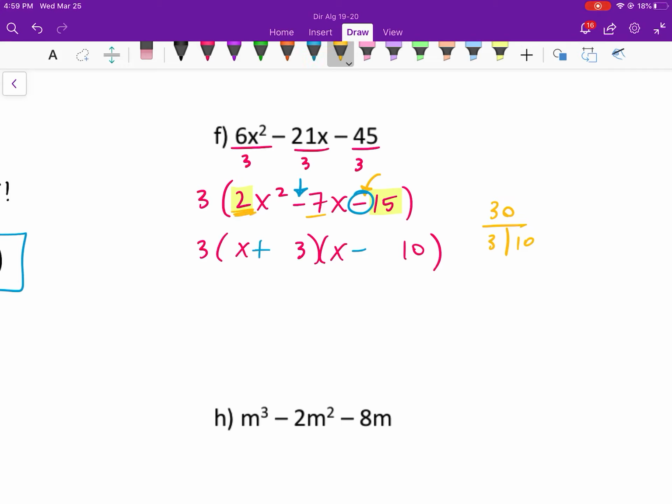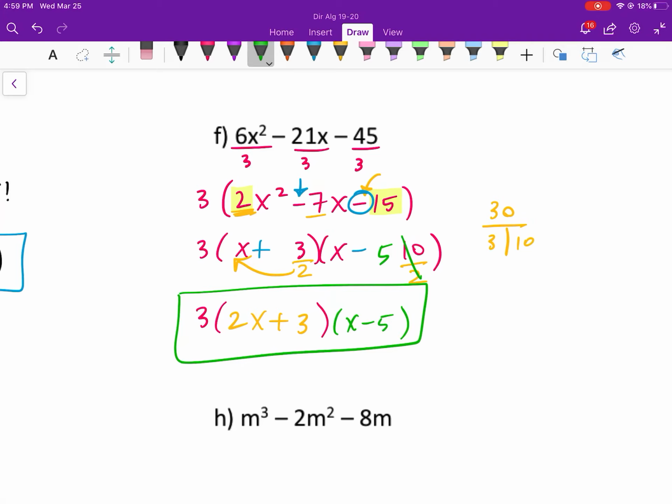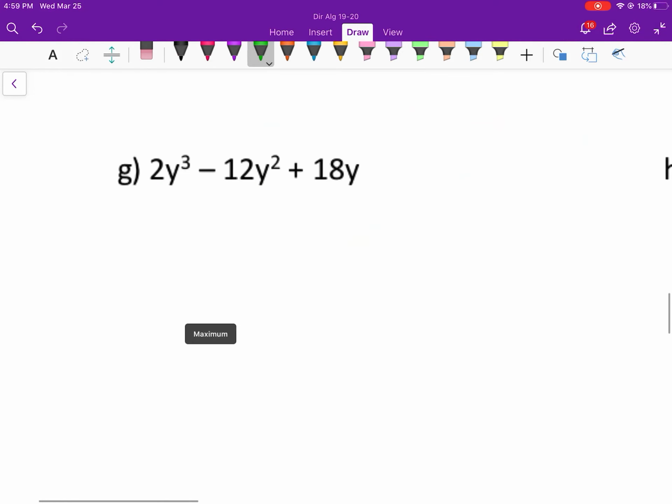But I have to remember to divide inside by that 2. I bring the 3 way out front along for the ride. I have to slide in that first set of parentheses, 2x plus 3. And that second set of parentheses, I am able to divide and just get 5. So I have x minus 5. Now, just to be sure, I don't have any dots that this left me with, nor do I have any other GCFs, so I must be done.